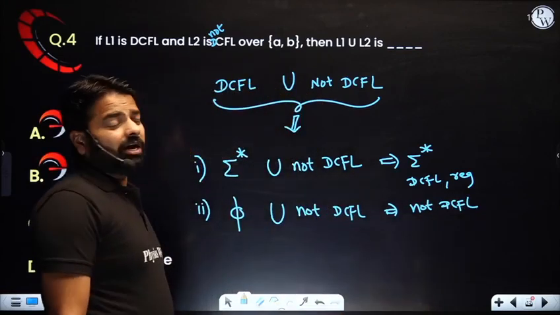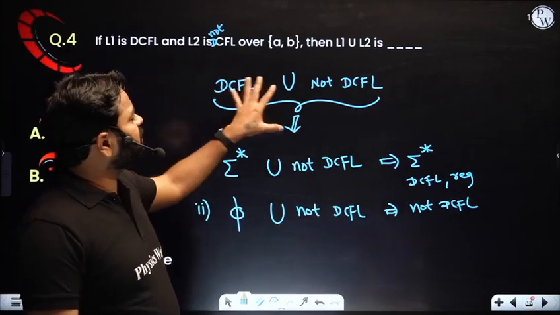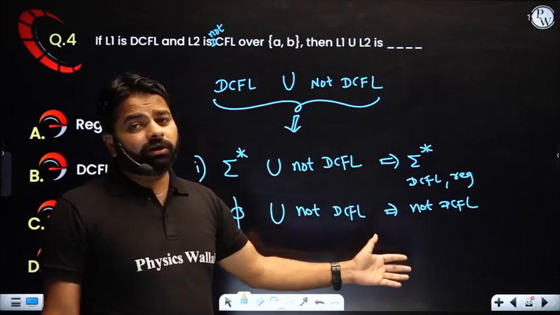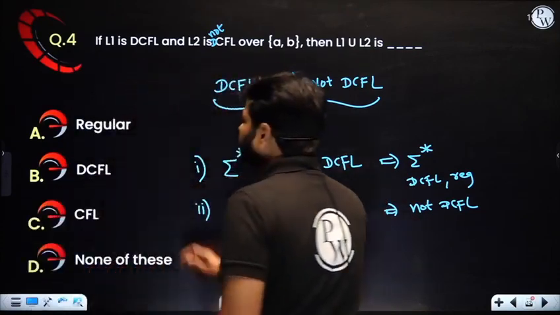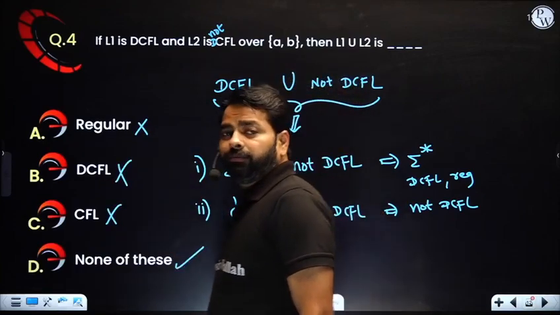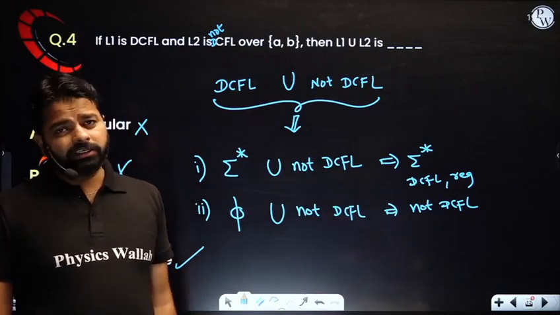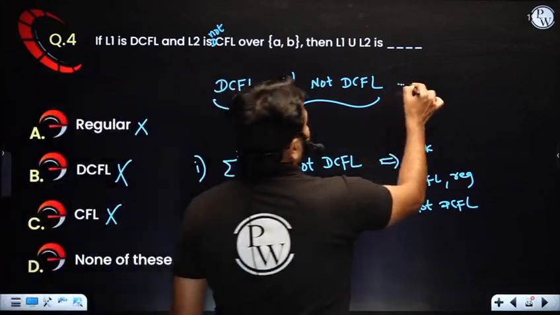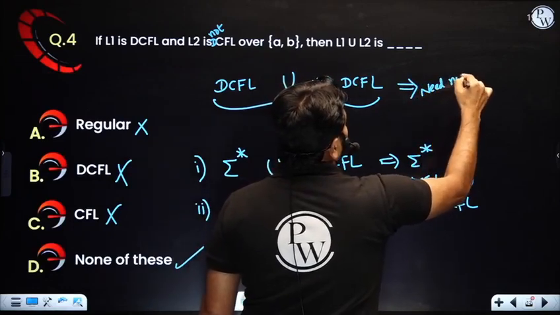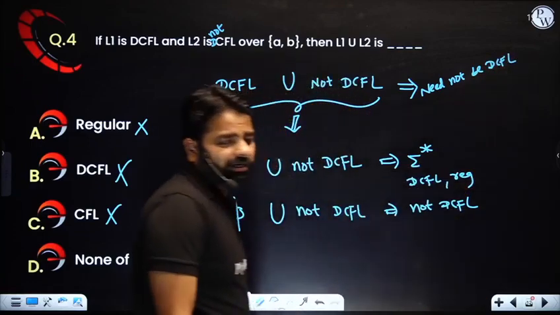It means the answer may be DCFL or maybe not DCFL. So this question does not have a unique answer at all. You can't answer any of these options; you will go to none of these directly, because the answer could be either DCFL or not DCFL. So the result will depend: it need not be DCFL, or maybe DCFL, something like that.